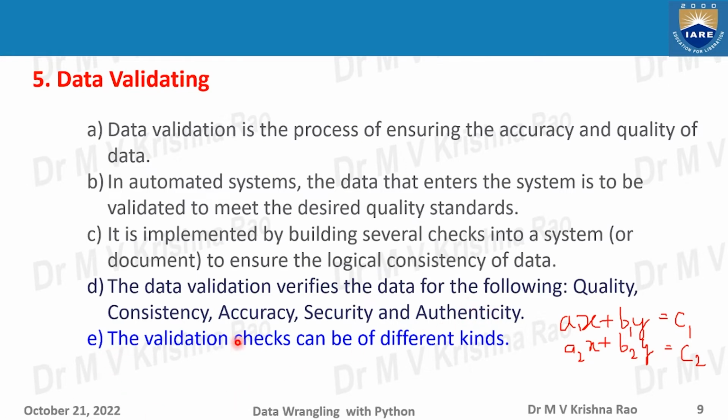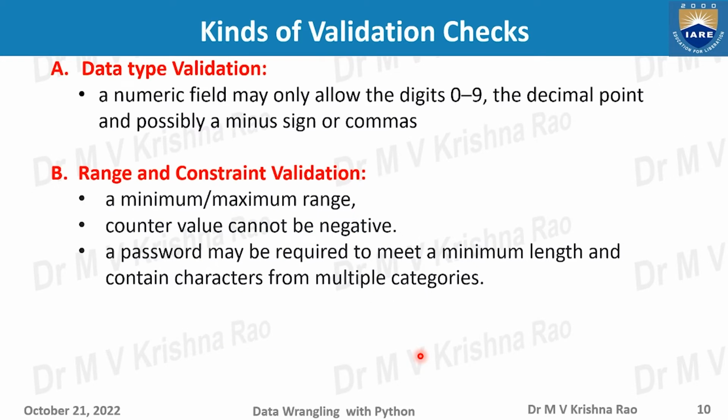Okay. And the validation checks can be of different kinds. So how are you going to check this validation? There are several types of validation checks, but I listed here only 4 or 5 validations which we come across commonly. Data type validation. This is a very generic one. A numeric field may only allow digits 0 to 9, the decimal point, and possibly a minus sign or commas.